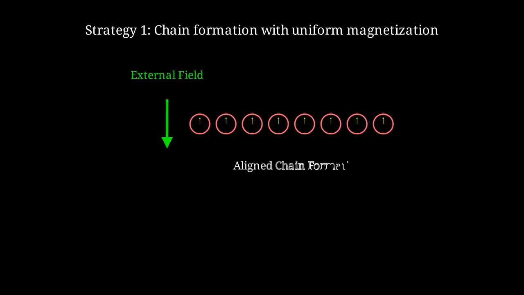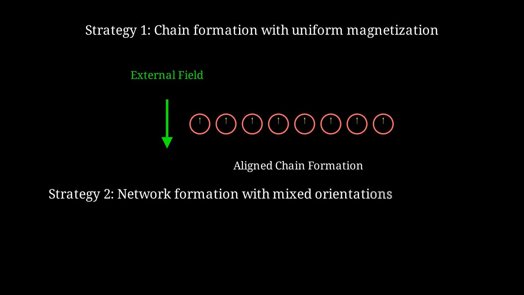There are several key strategies. Strategy 1 uses particles with uniform magnetization. When exposed to an external field, they form chains aligned with the field direction. Here we see chain formation. Particles align head to tail to minimize energy, creating linear chains parallel to the applied field.